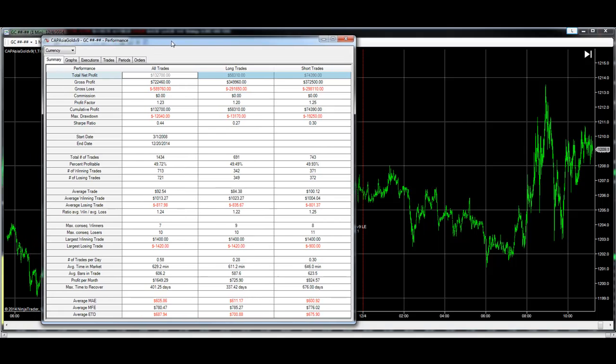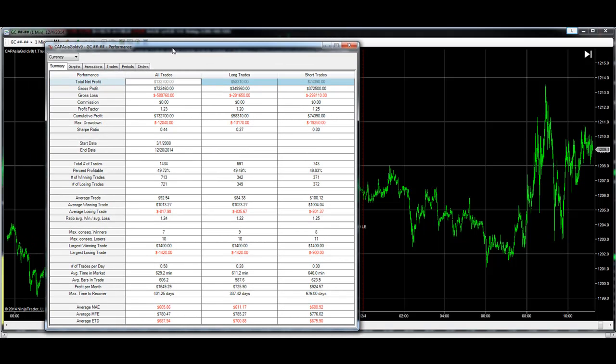I've worked really hard to find simple strategies, and this is a very simple approach. It's a very simple counter trend approach, and it works in NinjaTrader, it works in TradeStation.